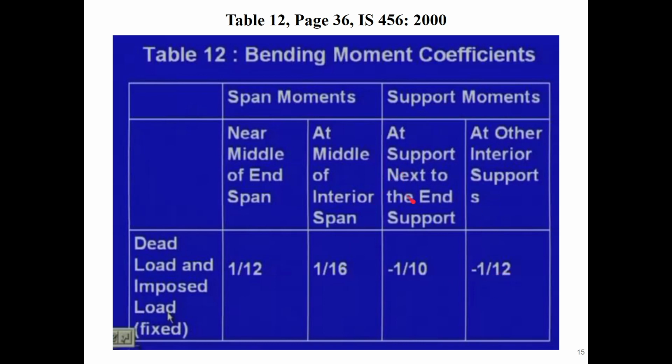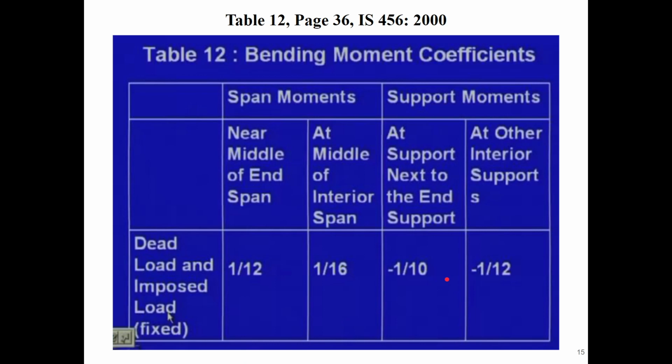At the end support it can be 0 if there is no restraint, like a simply supported case. But if it is fixed, there will be some value, so that depends on the case. For the interior ones, next to the end support it will be minus 1 by 10, and at other interior supports it will be minus 1 by 12. The minus is because it is hogging.